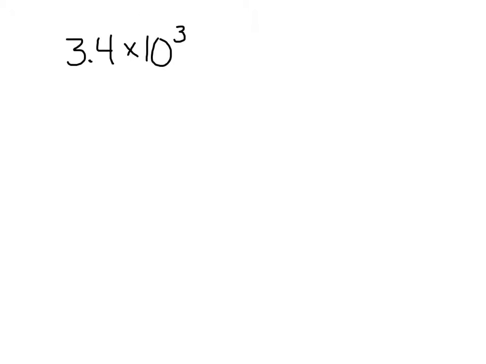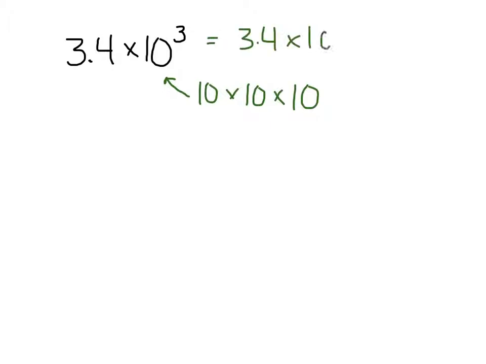Taking it one more step here, I have 3 and 4 tenths times 10 to the third power. Remember, this is making it 10 times bigger 3 times, so 10, 100, 1,000 times bigger. So I could think of that as my 3 and 4 tenths times 1,000. Or I could just look at that exponent and say I need to move my digits 3 places to make them 1,000 times bigger.